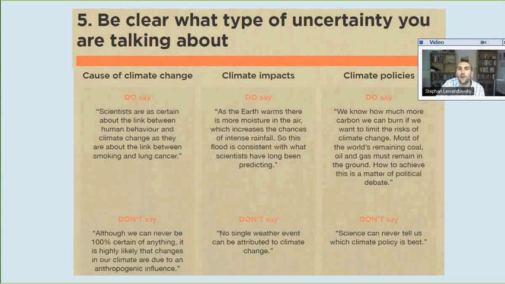Most of the world's remaining coal, oil and gas must remain in the ground. How to achieve this is a matter of political debate. It's not claiming that the science can tell us exactly what to do, but it's putting some pretty strong constraints there at the beginning about what the reality of climate risks are and how we ought to respond to them if we're serious about mitigating climate risks.